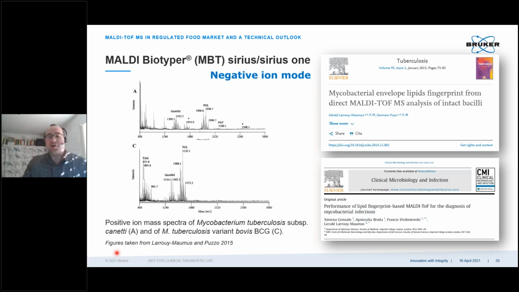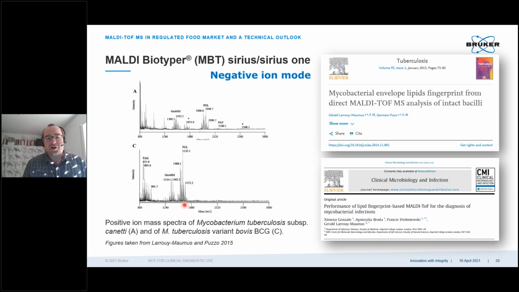Another example is in the field of mycobacterial envelope lipids analysis. Two references are given here, and these mass spectra from 800 to 3000 in the negative ion mode are from the same species, Mycobacterium tuberculosis. The upper one is from the subspecies canettii and the lower one from the tuberculosis variant bovis, BCG.